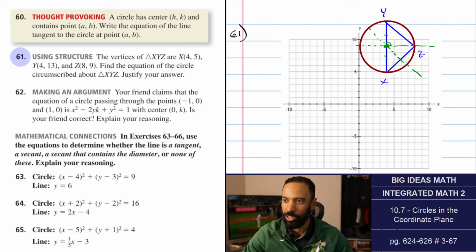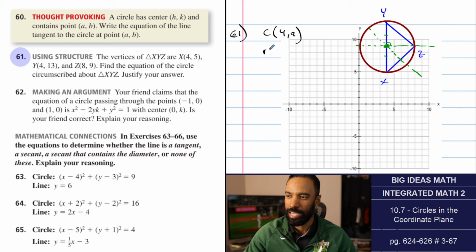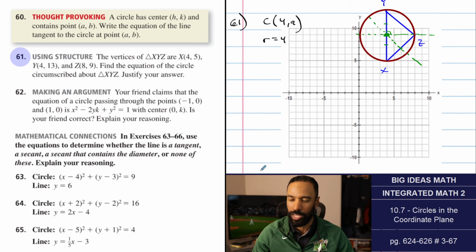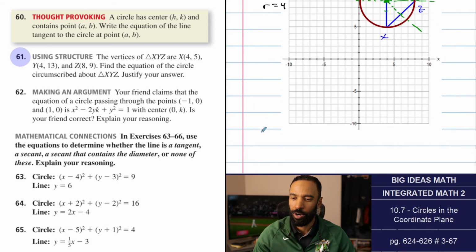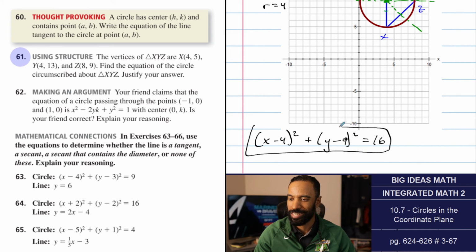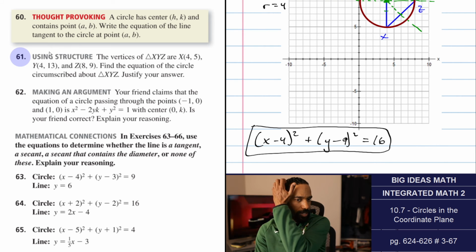So we have the center, we have the radius. The center is at, it looks like 4, 9. The radius is 4 this way, 4 that way, or 4 that way, gets you all the things there. So the equation will be (x - 4)^2 + (y - 9)^2 = 4^2, being 16. I think that's going to be the equation there.